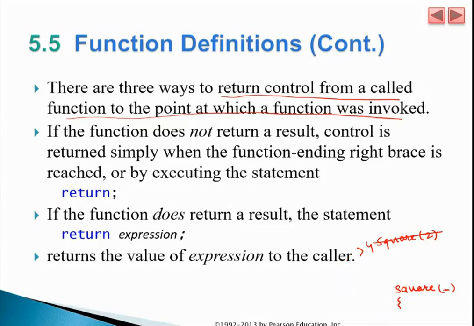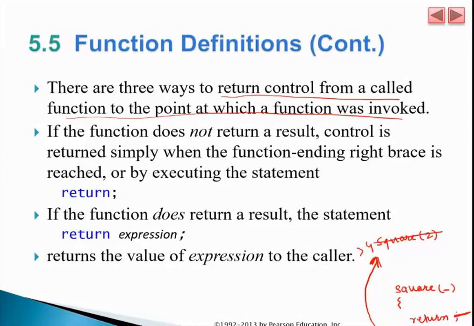Whenever the closing curly bracket is found, it will automatically return. The function automatically returns if the return type is void. Return simply means the function's ending right brace is reached, or a return statement is executed. So either this, or if it finds just the return, it will return. If there is some result and you write return that result, at that time also it will return. So there are three ways the function will return.